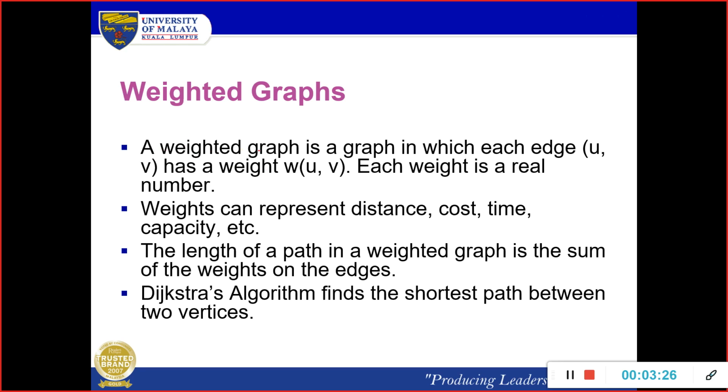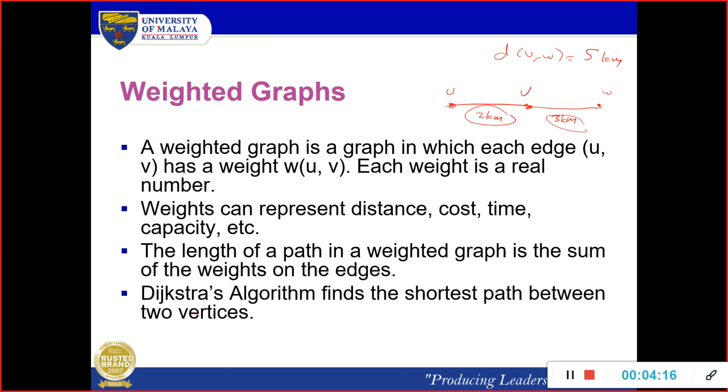A weighted graph is a graph in which each edge UV, from U to V, has a weight w(UV). Each weight is a real number. Let's say this is 2 km, so this is a weightage. You put 2 km. Weight can represent distance, cost, time, capacity, and all others you can think of. The length of a path in a weighted graph is the sum of the weights on the edges. So U to V is 2 km and V to W is 3 km, so the overall distance UW is 5 km. The length of the path is the sum of the weights on the edges, 2 plus 3. And Dijkstra's algorithm finds the shortest path between two vertices.